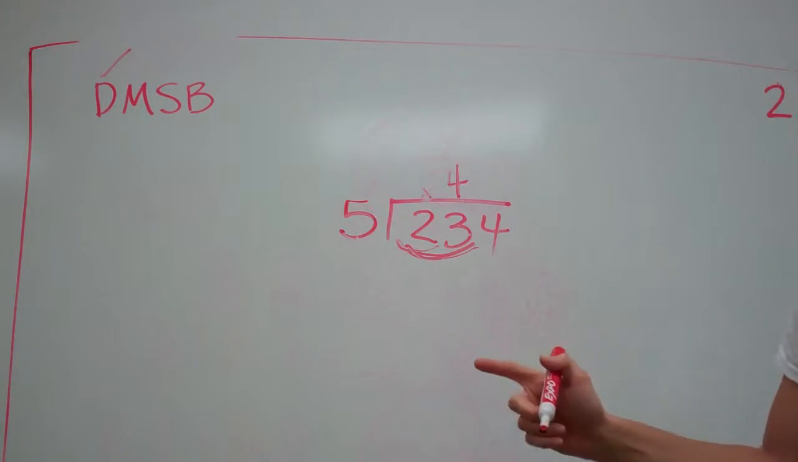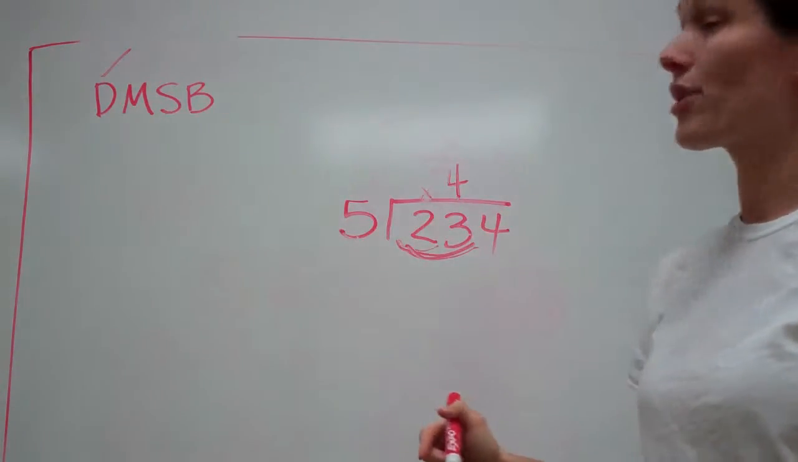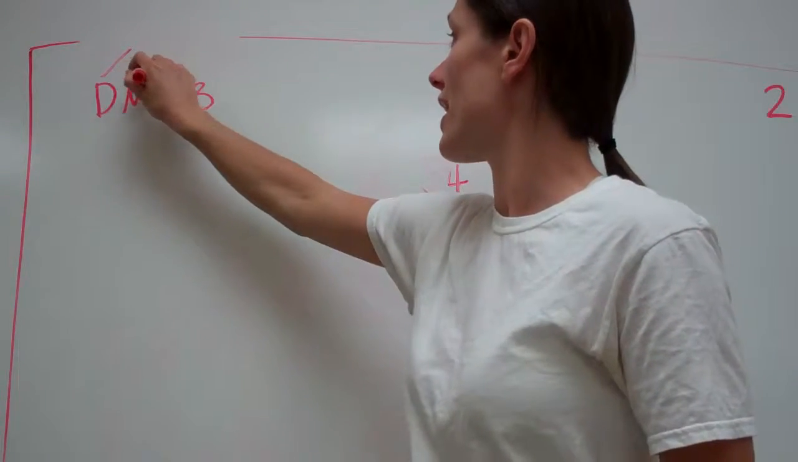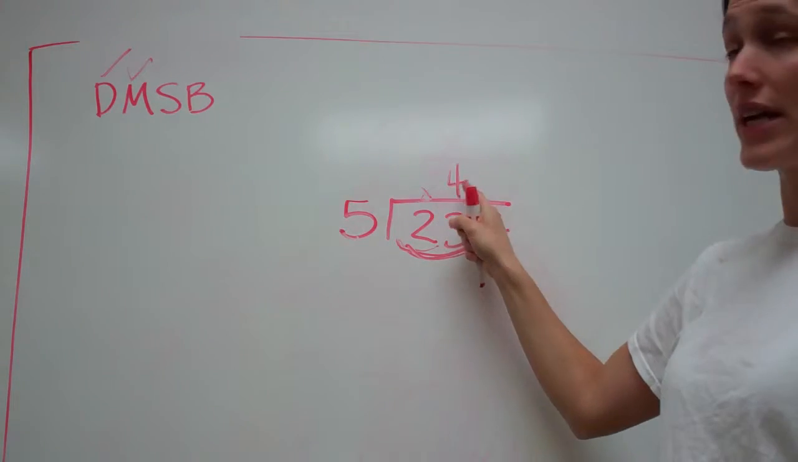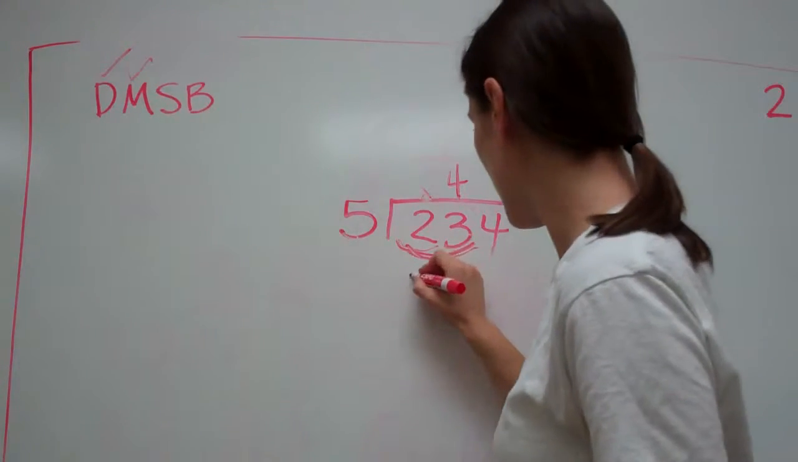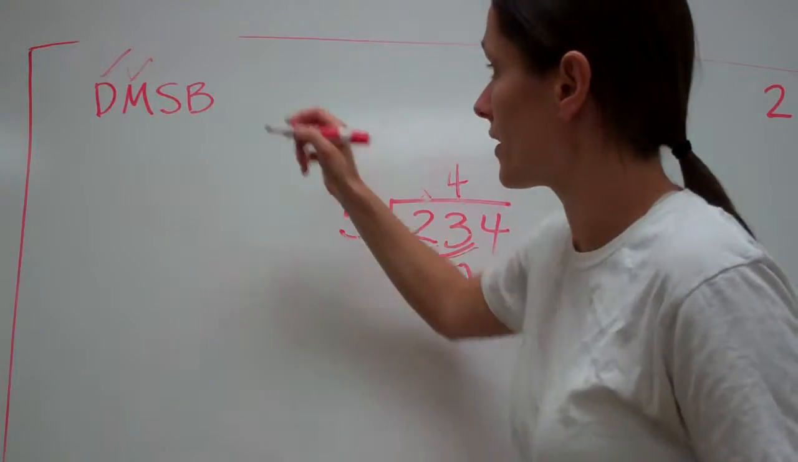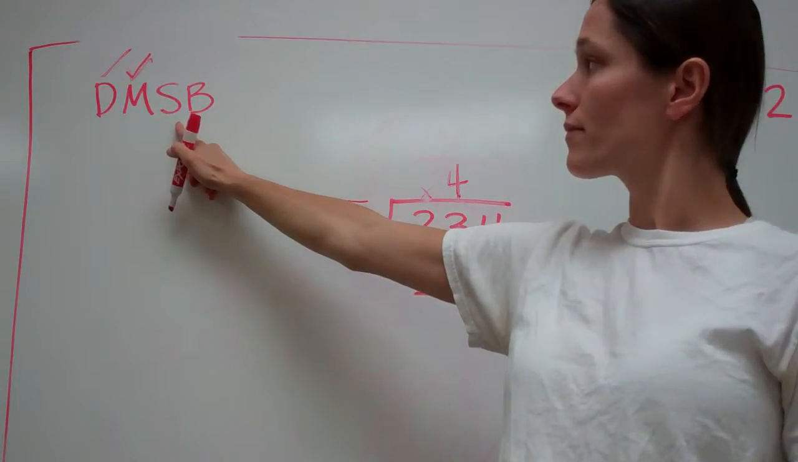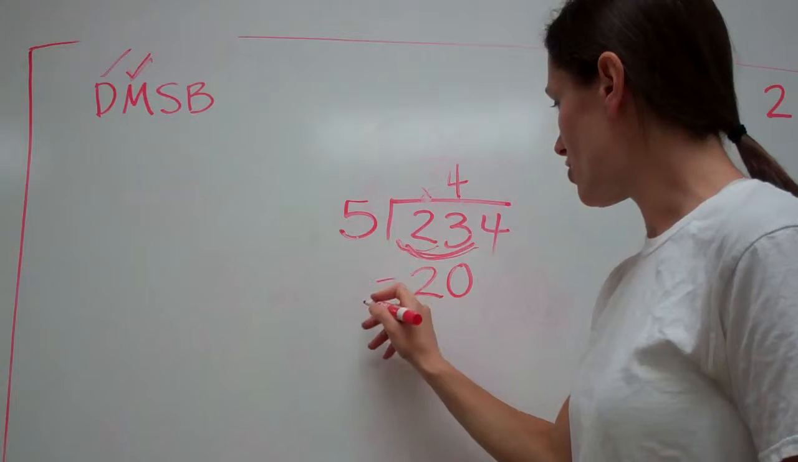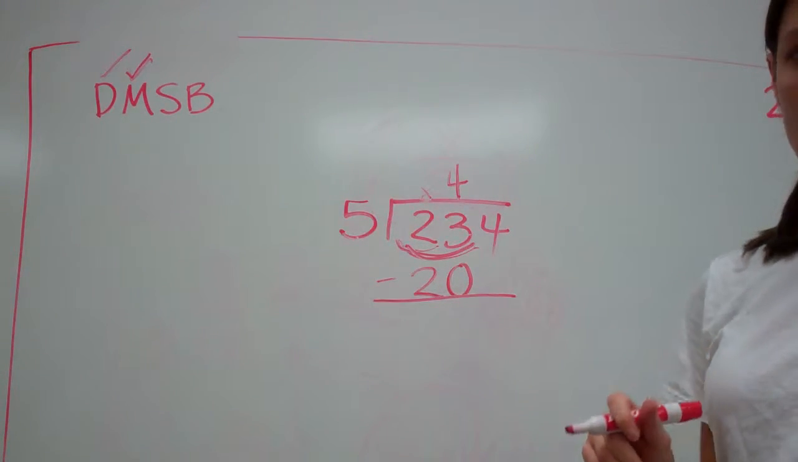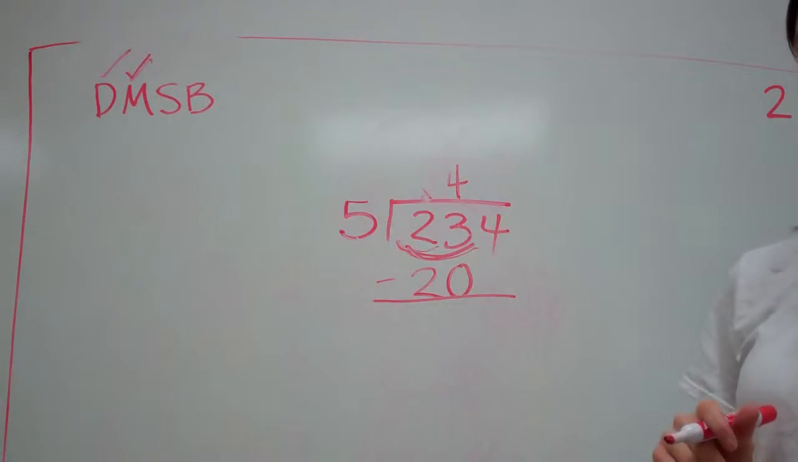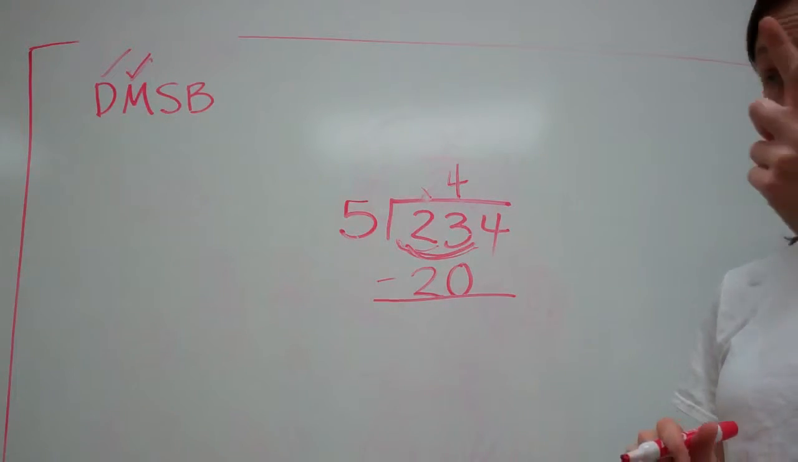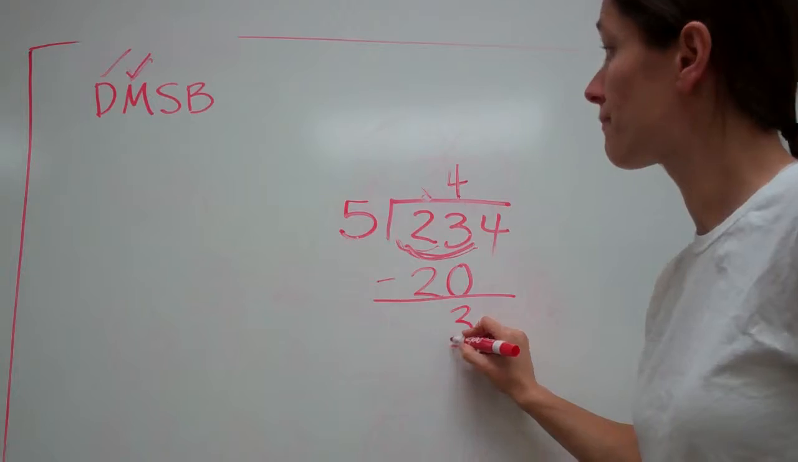Okay? Now, we divided. Now we're going to what? Multiply, right? Because that's what it tells us to do next. 5 times 4 is 20. Very good. We're done with that one. Now what's it tell us to do, Garrett? Subtract. So subtract 23 minus 20. 3. Yes, we're going to get 3 after we subtract.